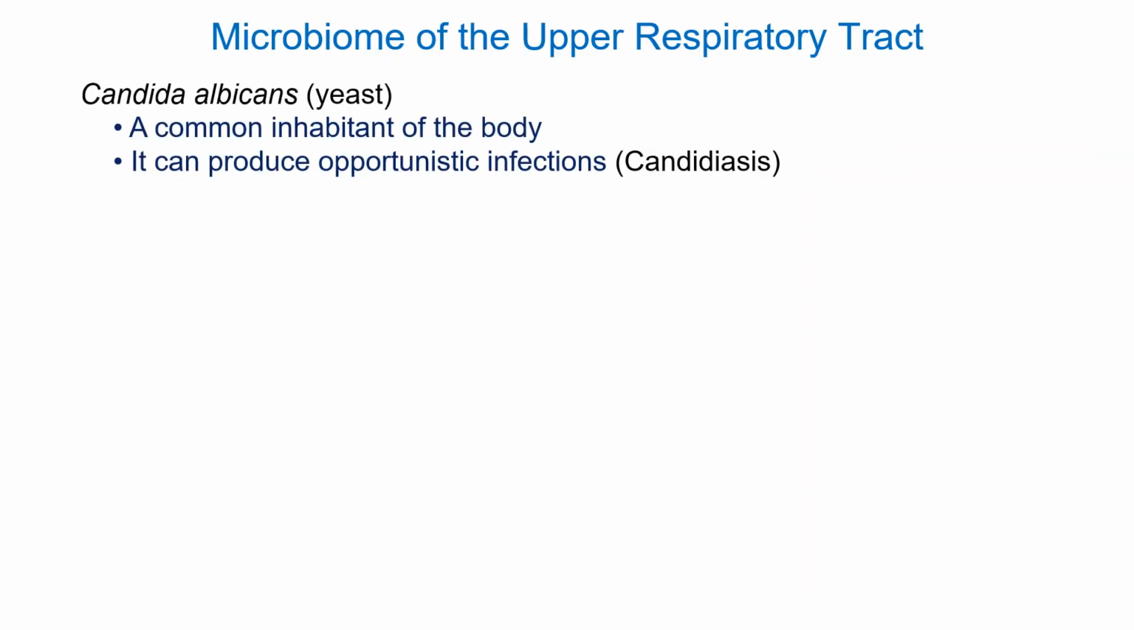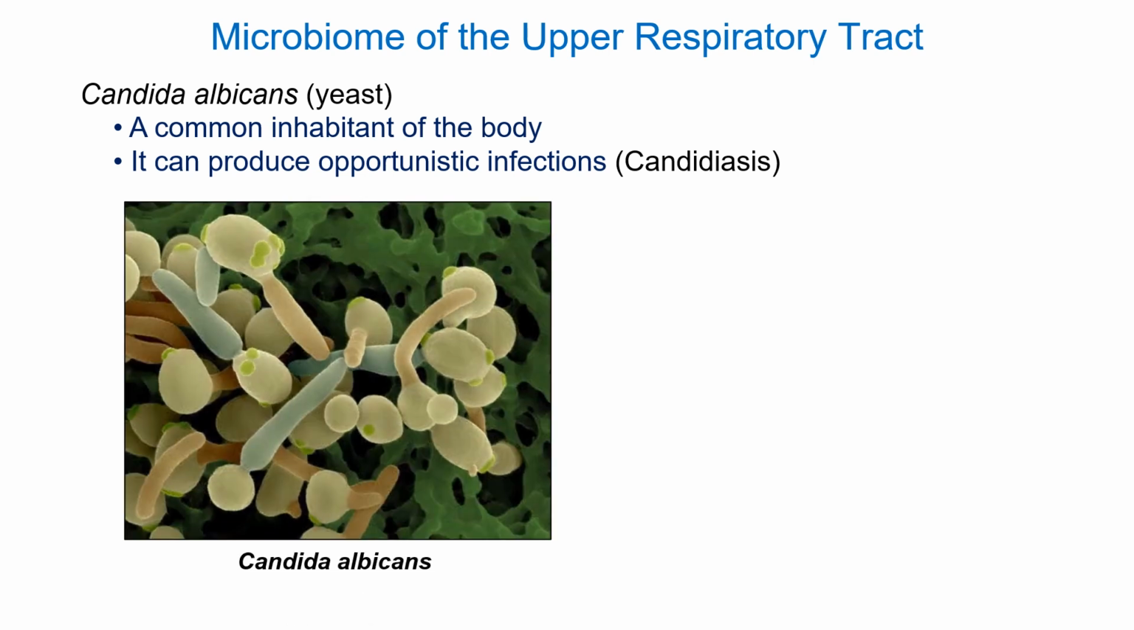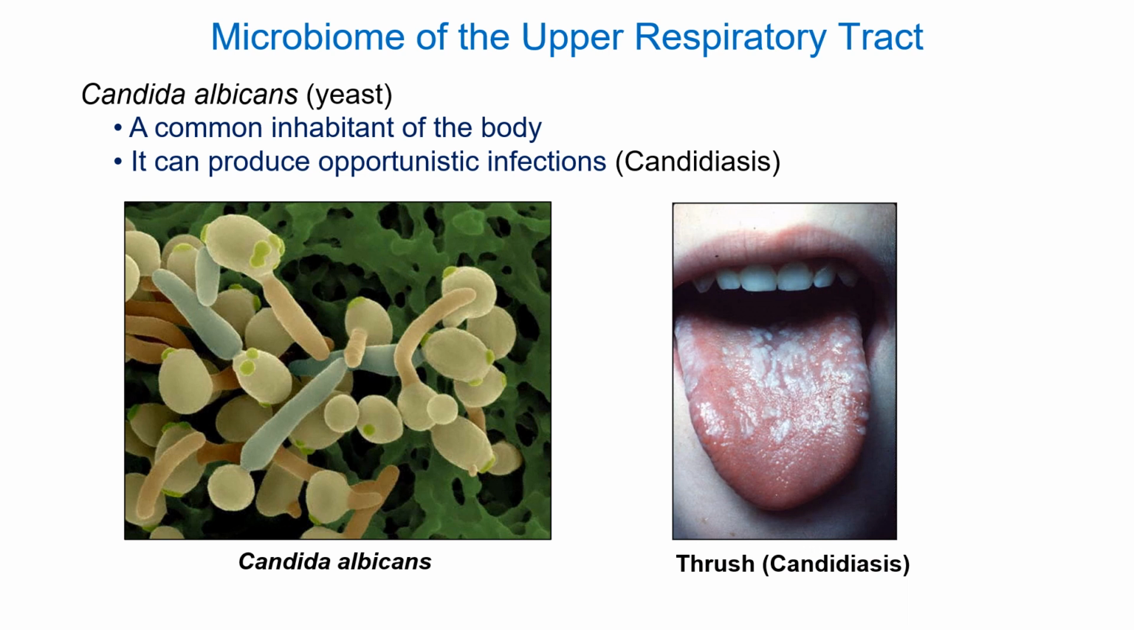So let's talk about Candida. Candida is a yeast, and it can inhabit many parts of the body. There's a picture of it, and you can see the yeast. Some of the yeast are budding. One of the common infections from Candida is, of course, thrush, which is common in infants, and sometimes people with other complications such as HIV and AIDS. We can also get Candida infections of the vagina, which is vaginal yeast infection or vaginitis.